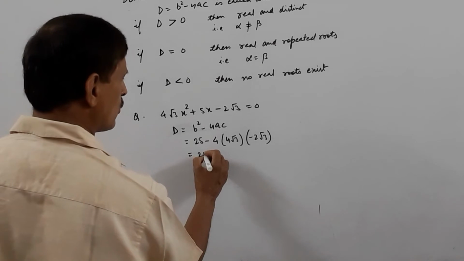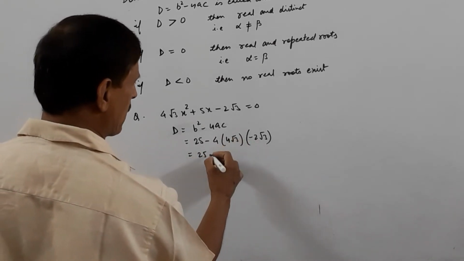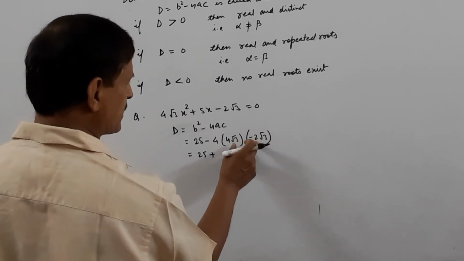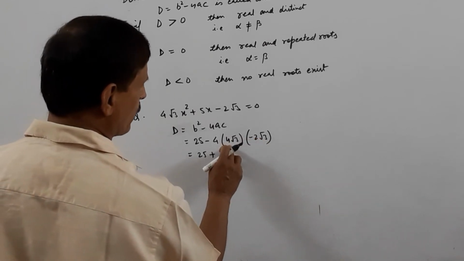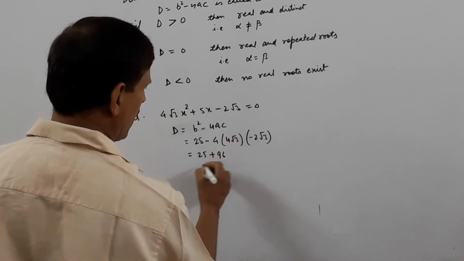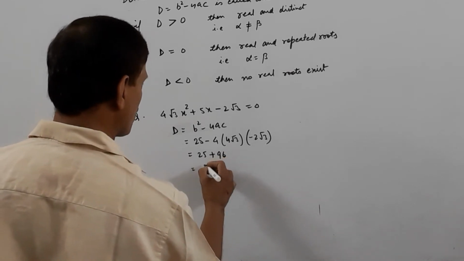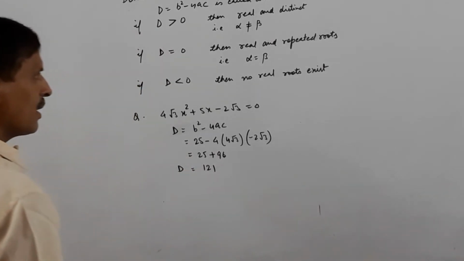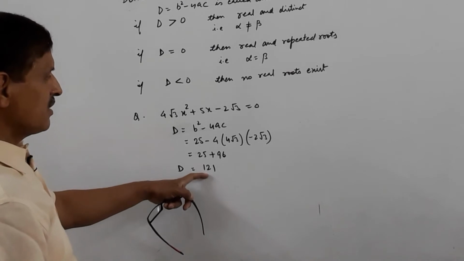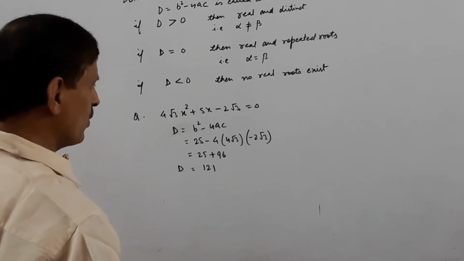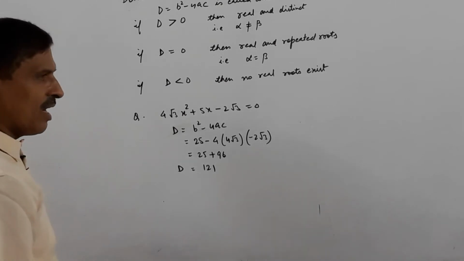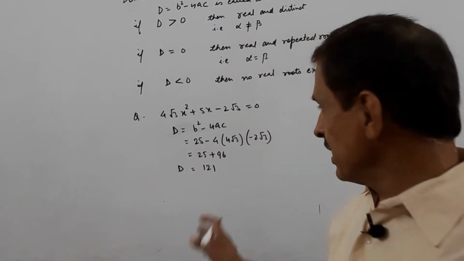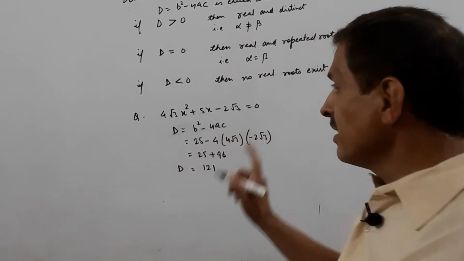This is 25. The two negatives multiplied become positive, plus root 3 into root 3, 3, 3 twos are 6, 6 fours are 24, 4 times 24 is 96, and that is 121. So D is 121. As the discriminant is greater than 0, alpha and beta are two distinct roots for the quadratic equation. So roots are real and distinct.